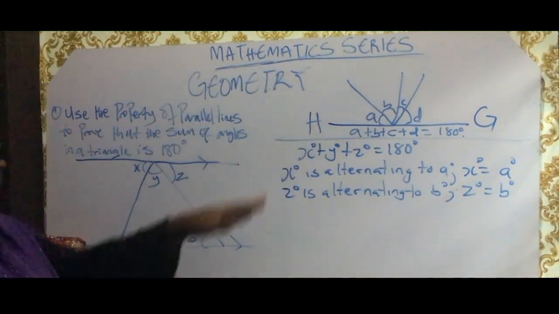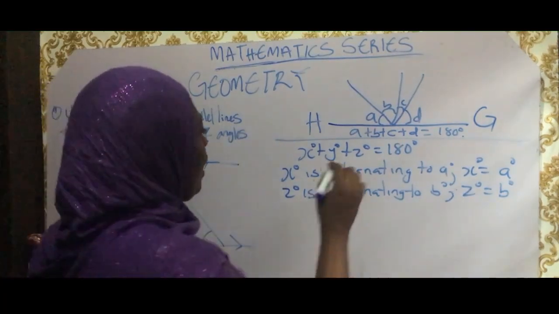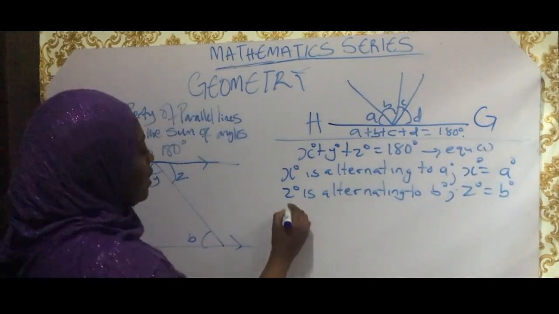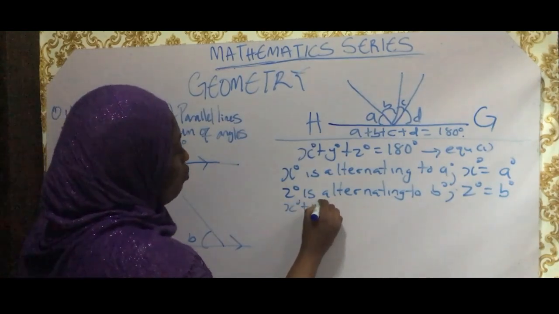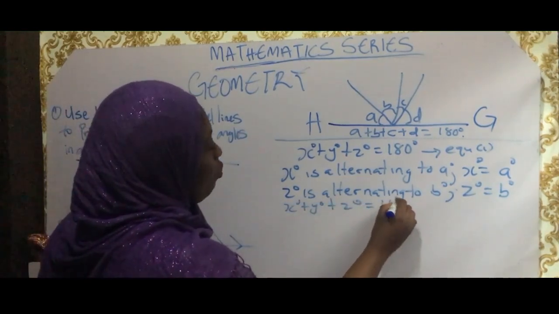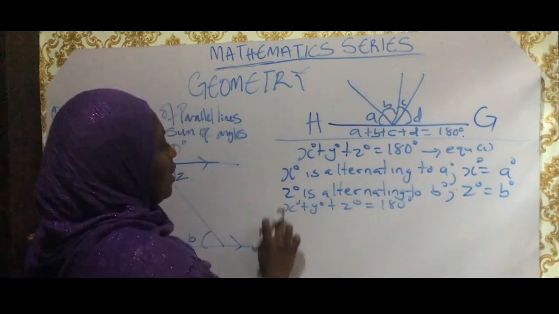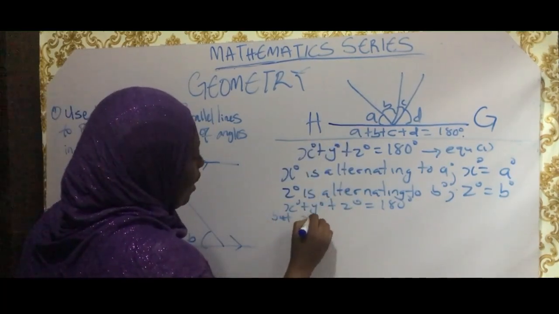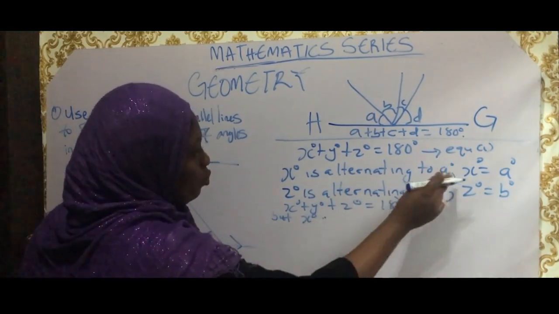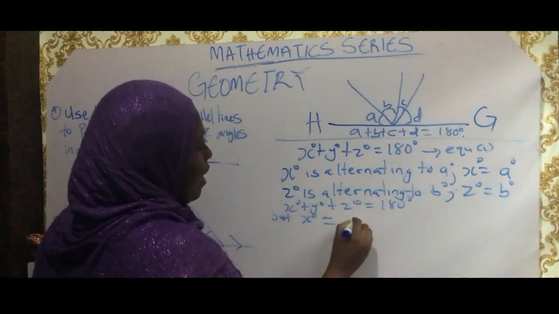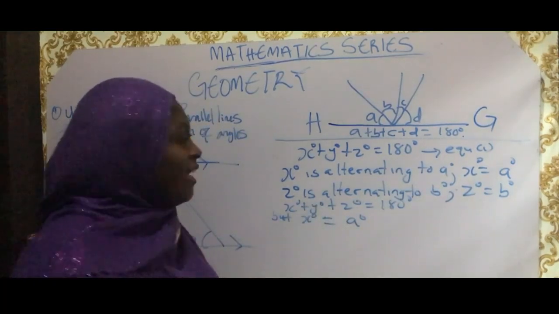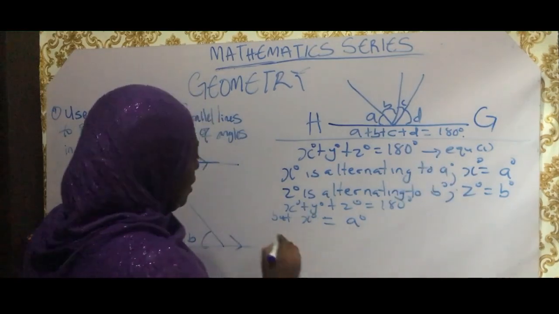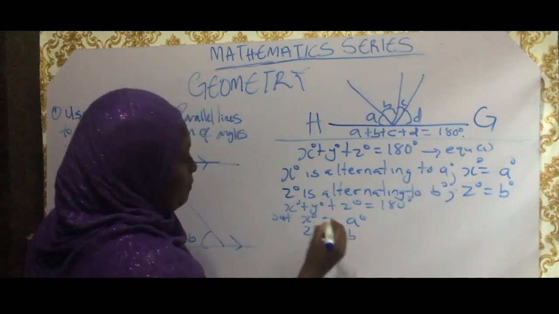Now, we call the first equation we have on the board equation 1. So equation 1 says angle X plus angle Y plus angle Z add up to 180 degrees. But angle X is alternating to angle A, so X equals A. And angle Z is alternating to B, so Z equals B.